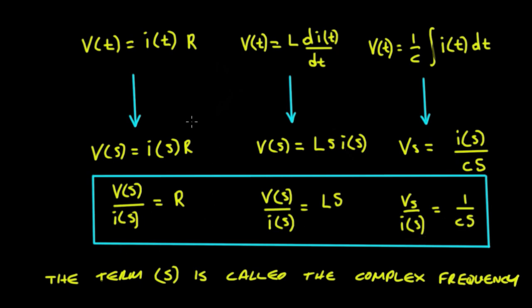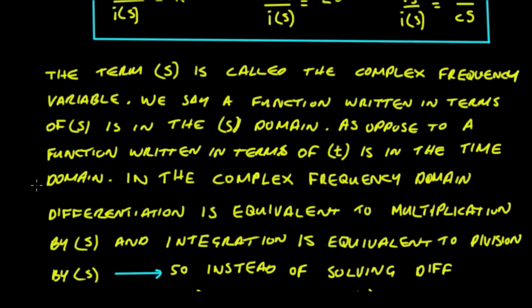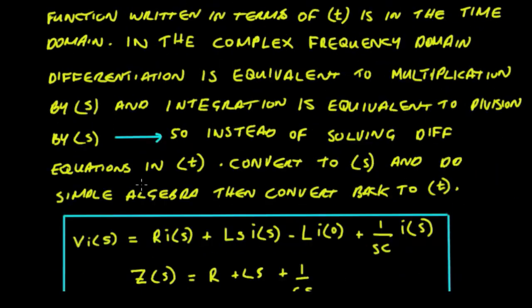Okay, so it means that differentiation here is equivalent to a multiplication by s, and integration here is equivalent to a division by s. So we can replace differentiation and integration with multiplication and division by s. It means that we can take complicated functions, take the integral and differential parts of them, and represent them just in terms of simple algebraic functions of s.